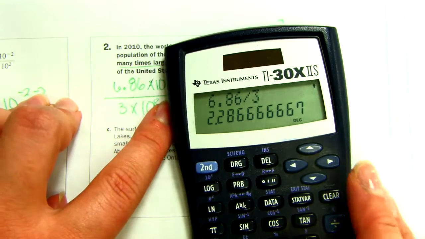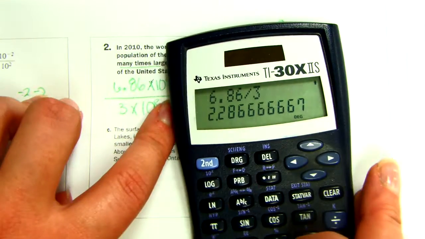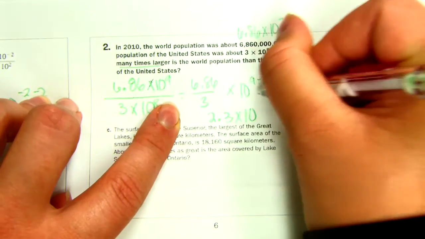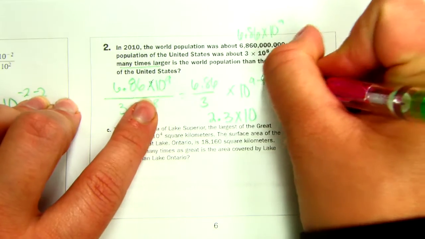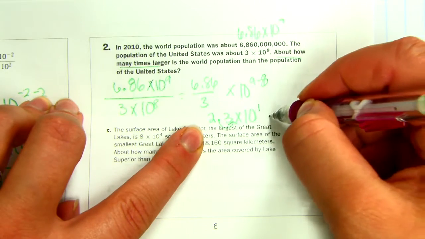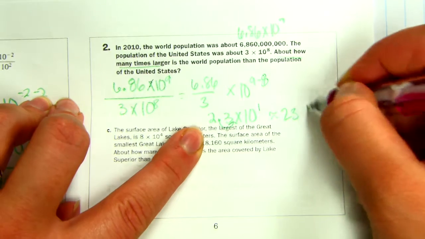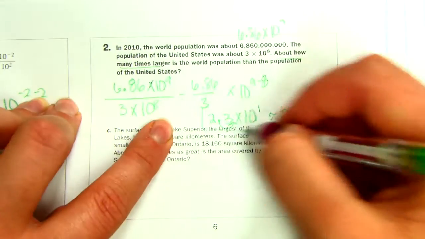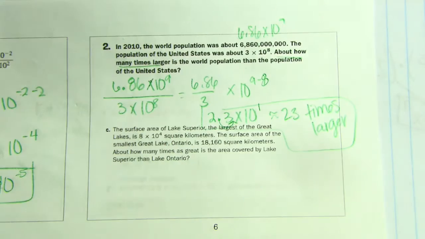It says about, so we'll round this to 2.3 times 10 to the, 9 minus 8 is 1, which would really move this over 1, about 23 times larger. I would take either answer here, but this one makes more sense in word problems.